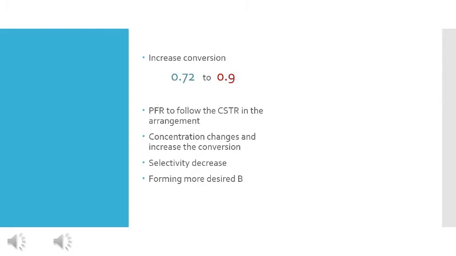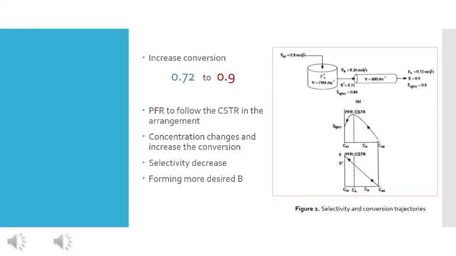Based on the conditions before, let's say the conversion is to increase from 0.72 to 0.9. Along the length of the PFR, the concentration of A is changing as it moves down the PFR. Based on the selectivity and concentration trajectories, concentration A is decreasing, as well as the selectivity inside the PFR reactor. The decreasing concentration of A has increased the conversion, because the remaining A is reacted to produce the desired product. Thus, the conversion is able to achieve 0.9 by adding the PFR after the CSTR, and we find the selectivity is decreased.